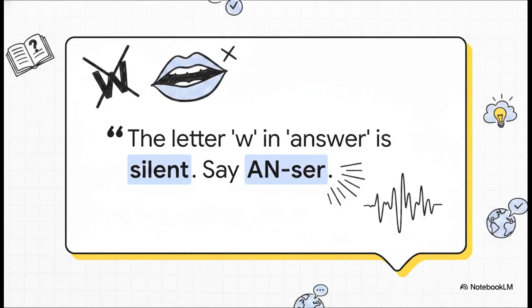Now check out this tiny pronunciation fix that makes a massive difference. The word answer. The letter W here is completely 100% silent. It's answer. Now sure, it's totally fine to pronounce the W in normal words like word or world, but here, just pretend it doesn't even exist. Fixing this one specific word is a real game changer. It instantly makes your English sound significantly more polished.